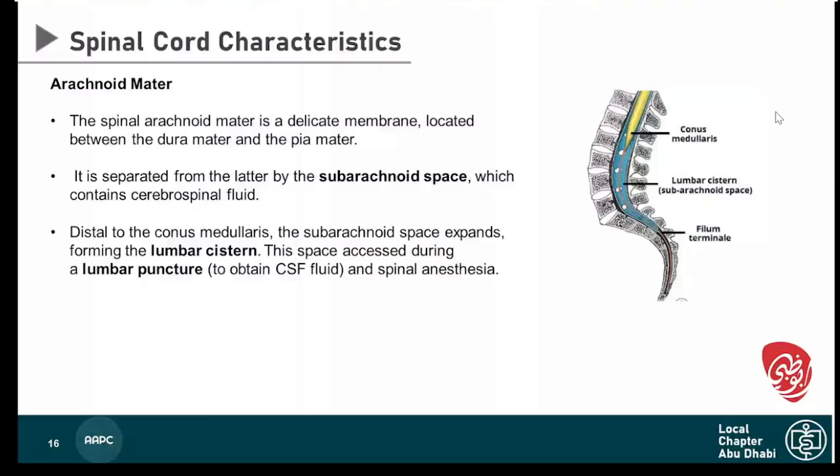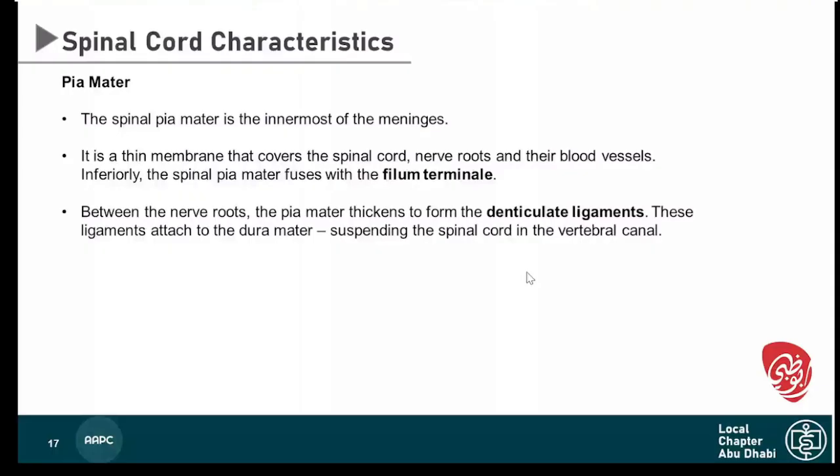Next comes the pia mater. So the pia mater is the innermost of the meninges. It is a thin membrane that covers the spinal cord, nerve roots, and their blood vessels. Because it is the innermost layer, it covers the spinal cord. Okay, this is about the spinal meninges.